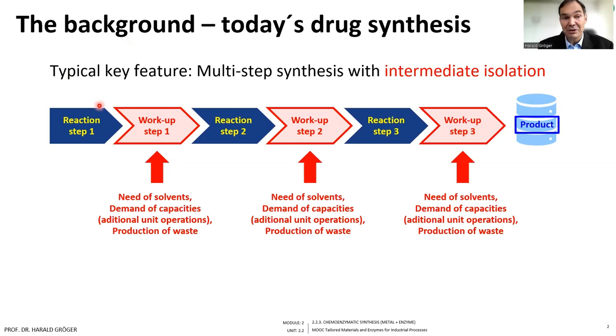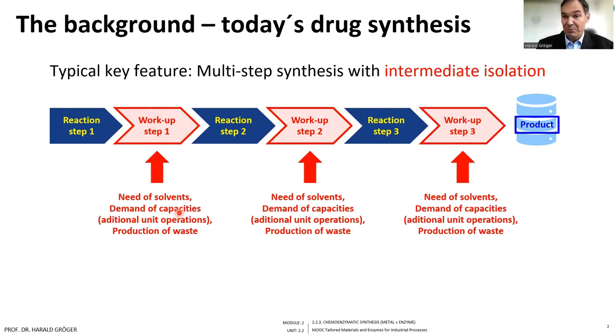As we have heard in the introduction, a classic way is that one reaction step is followed by a workup step, isolation. In this workup step, we need solvent. There are various unit operation steps, which also lead, of course, to costs. And of course, this is the step in which we often produce a substantial portion of waste.